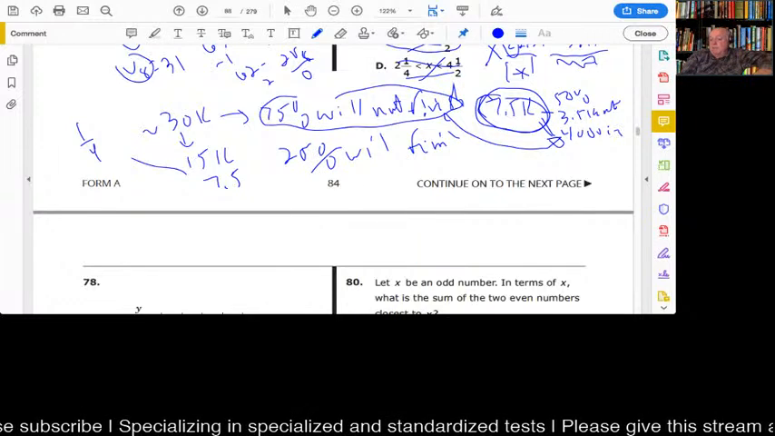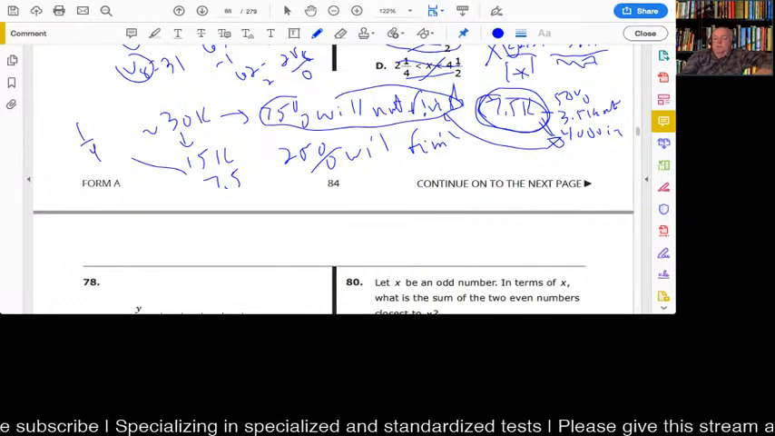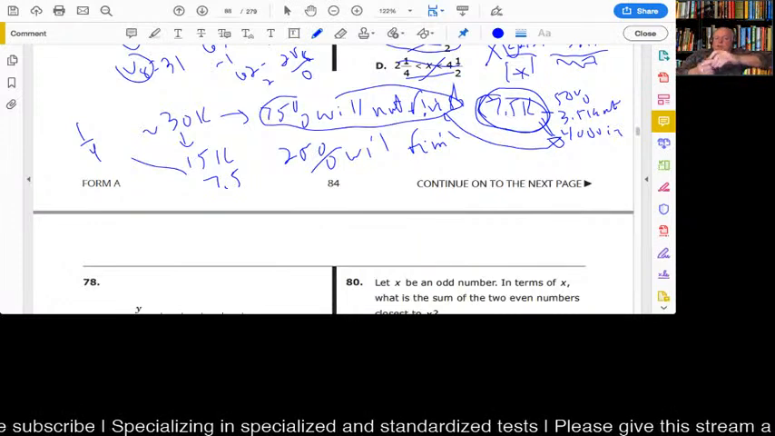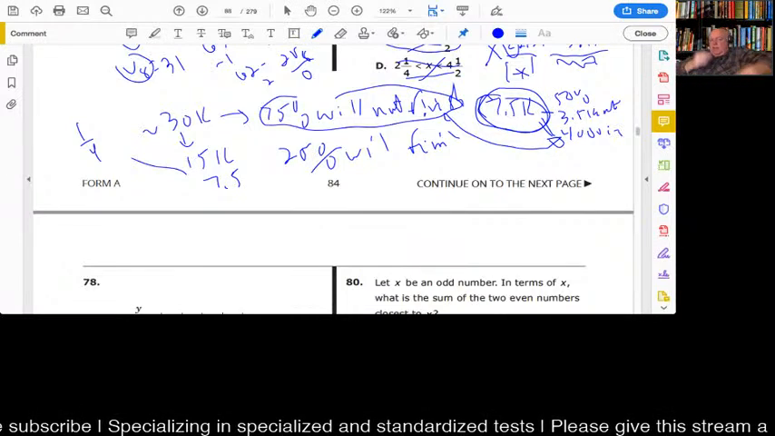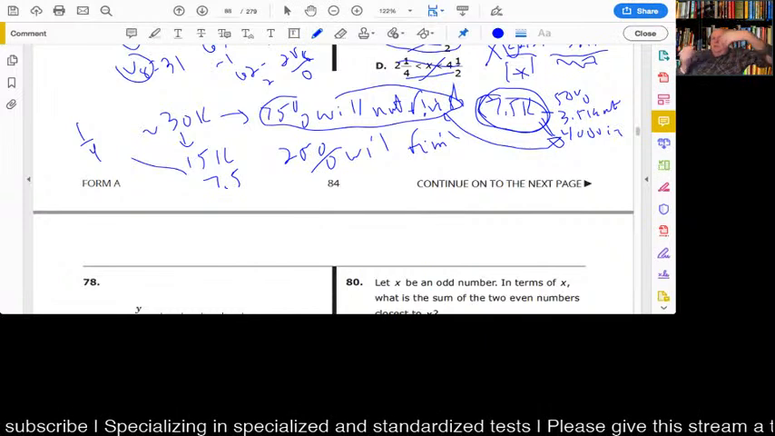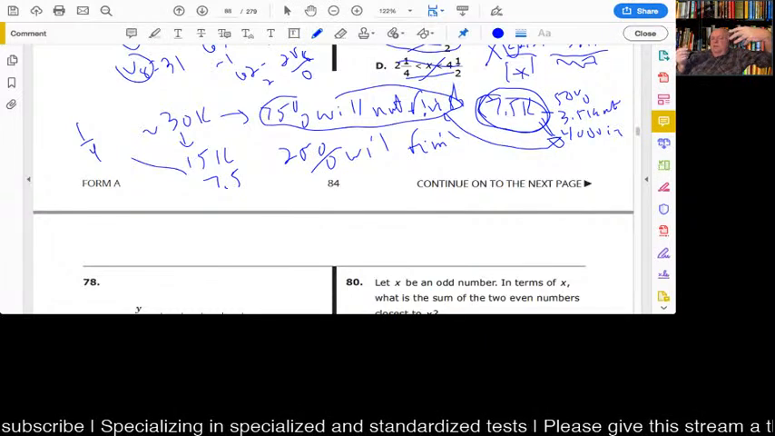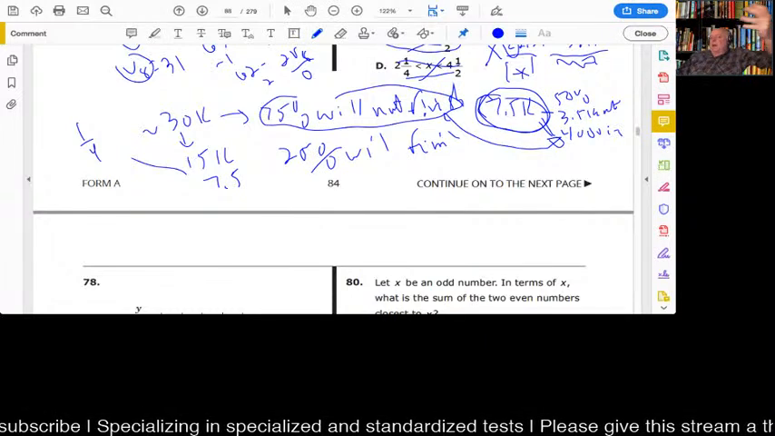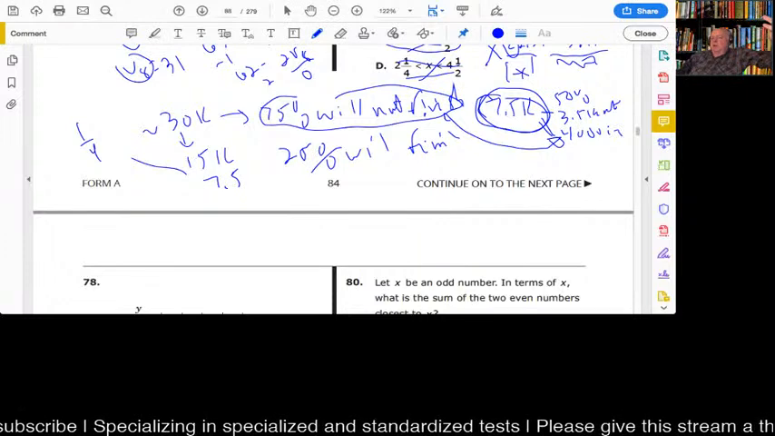Right, time management is key here, guys. It's super duper key. That's what this is about. And that's one reason to practice, to know that you can actually finish the test. And then when you finish it, then worry about what you're getting right and wrong, right?